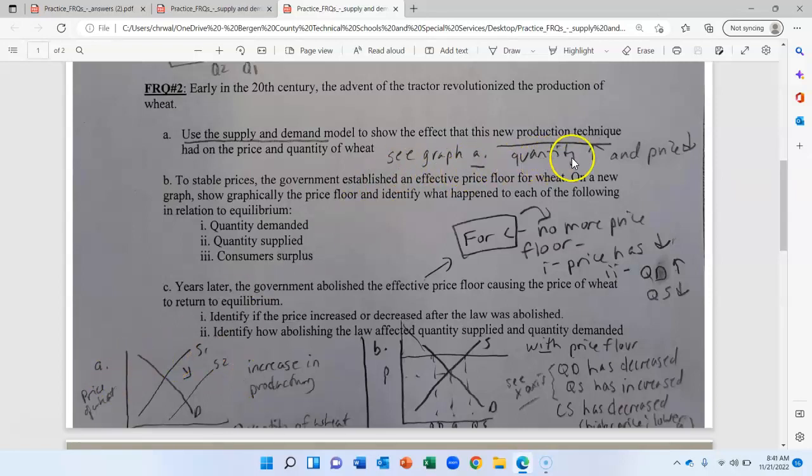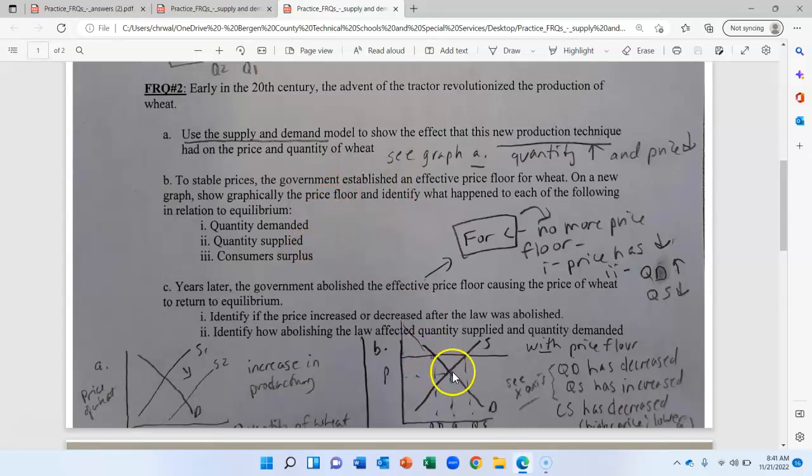See graph A, the quantity will increase and price will decrease. We can certainly see that because of the advent of the tractor, this productivity enhancement, a rightward shift in supply as a result, an increase in the quantity and a decrease in the price. Okay, so that makes sense. Now that we understand that that's happened, to stabilize prices, the government is going to put a price floor on wheat. In other words, they're going to raise prices for farmers, so wheat farmers don't go belly up. On a new graph, show graphically the price floor and identify what happens to quantity demanded, quantity supplied, and consumer surplus.